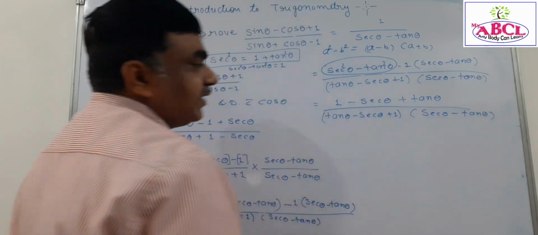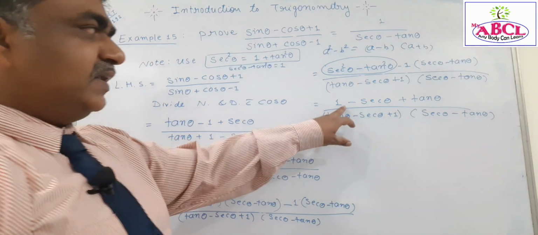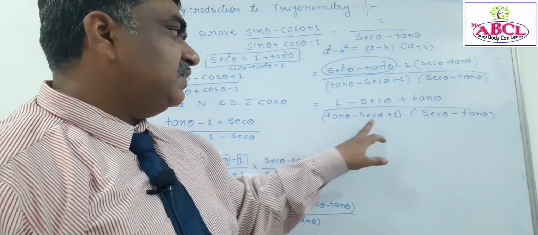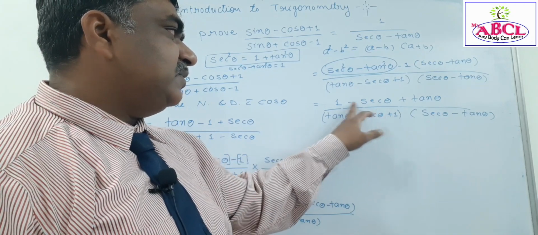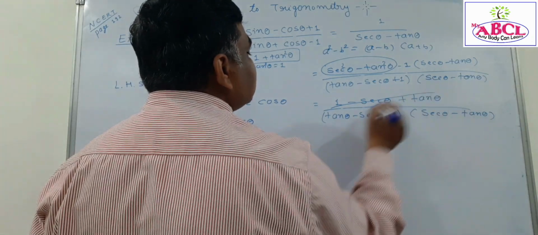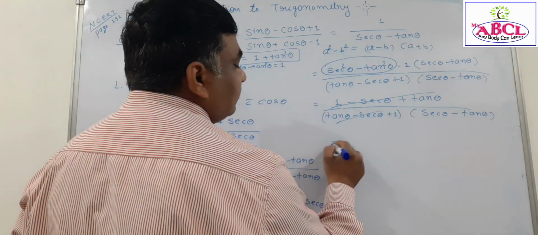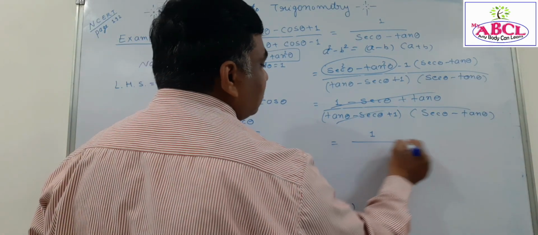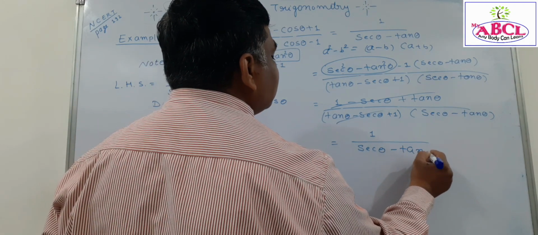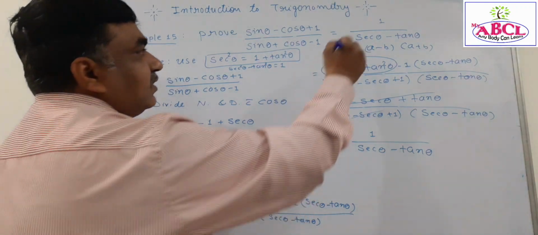Okay. Now can you see that 1 minus sec theta plus tan theta, sec theta is minus, 1 is plus, tan theta is plus. So this is the same thing, and I can nullify this with this. So I am landing with 1 upon sec theta minus tan theta. Okay, so this is my right hand side.